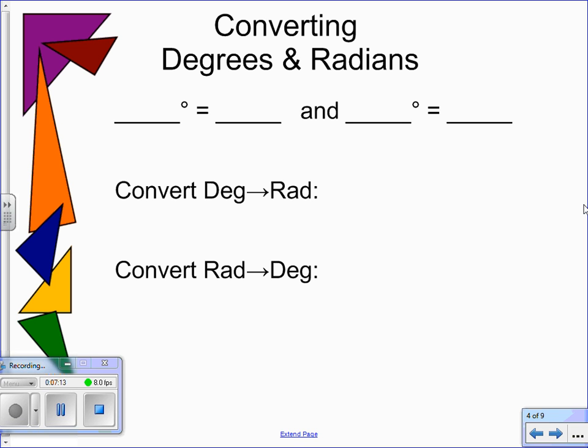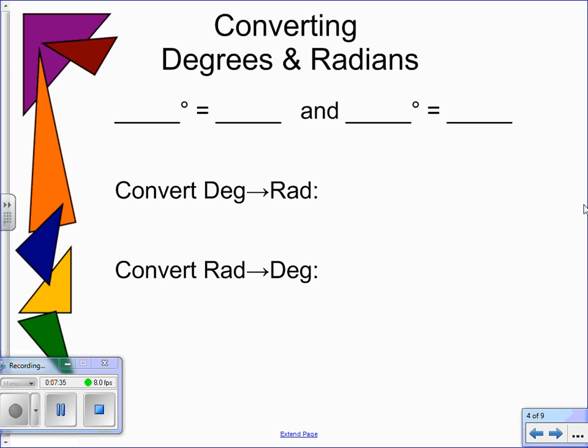So your goal at the end of the chapter, after we practice and practice and practice, is to be able to work in degrees and in radians separately without always having to convert one or the other. Now notice at the top of the screen I have 2 equivalencies right there. We're going to fill those in.